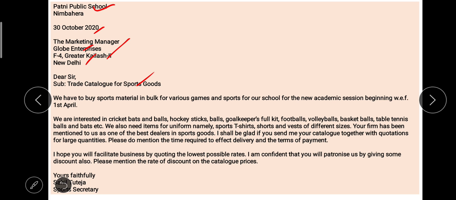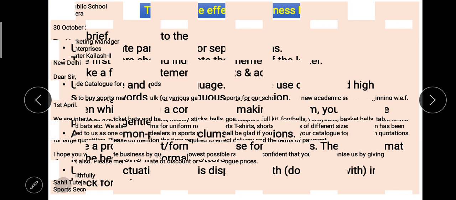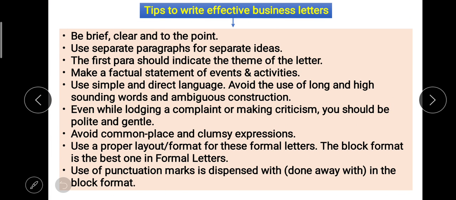With single line gap, subscription part is there, closure is there. So this is how we have to write the business letters, or you can say the official and informal letters. Now some tips are there which will help us to make our writing impressive and effective. Be brief, clear and to the point. Don't try to beat about the bush while writing letters. Don't write anything in the repetitive mode or something which is unnecessary for the moment.